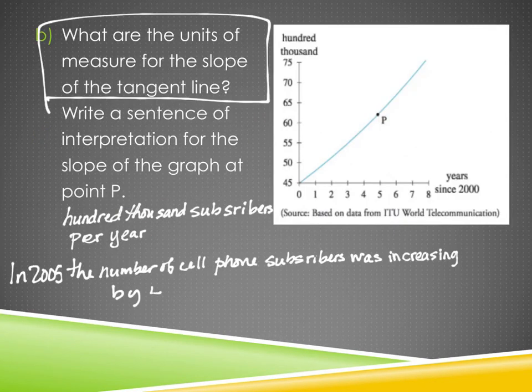4.049 100,000. You can write subscribers if you want. Again, we've already written it once, so I'm going to leave it off this time. 100,000 per year. The sentence of interpretation looks just like it did in the last unit. It's not different at all. Okay? It's just that now we're talking about it happening at one point in time instead of over an interval of time. We don't say from this year to this year. We say in this year or at this time.